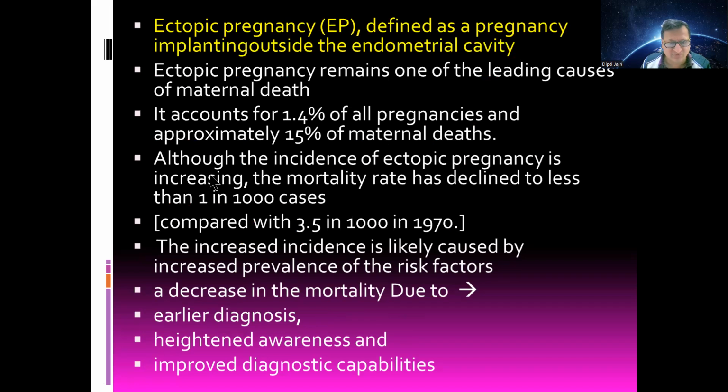Although the incidence of ectopic pregnancy is increasing, the mortality has been declining. It's less than 1 in 1000 cases. If we compare it with earlier, it was around 3.5 in 1000. So it is gradually declining. The increased incidence is due to increased prevalence of the risk factors, and the decrease in mortality is due to earlier diagnosis nowadays, increased awareness, and improved diagnostic capabilities of the ultrasound machine.